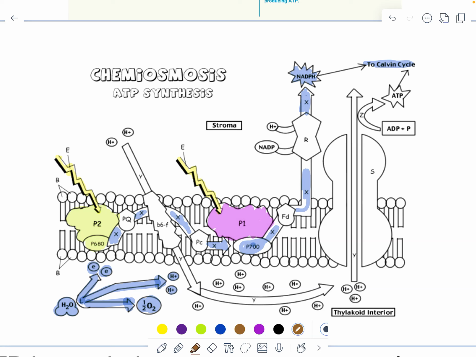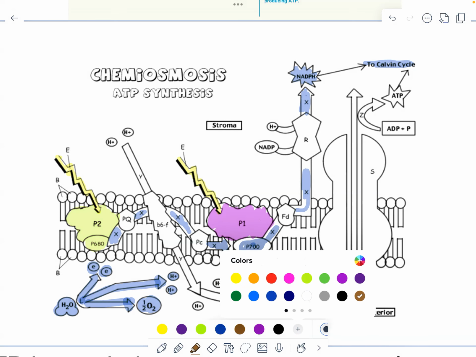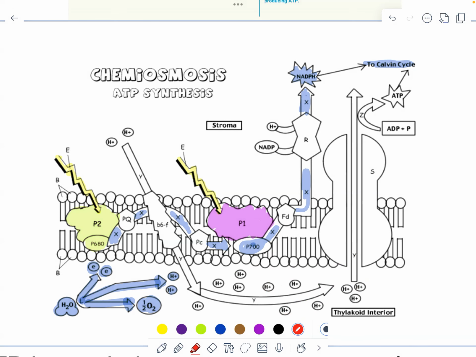I'll make this red, I guess. We are pumping hydrogens across this membrane. Look, hydrogens are going this way, okay? And so we're pumping hydrogens against their concentration gradient, hence the word pump, right?